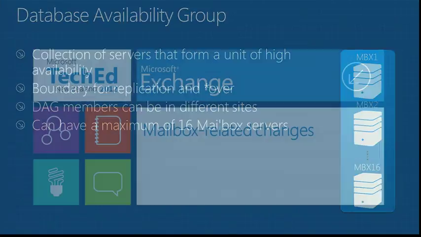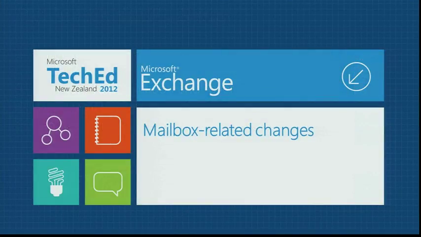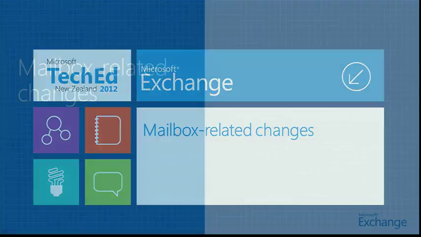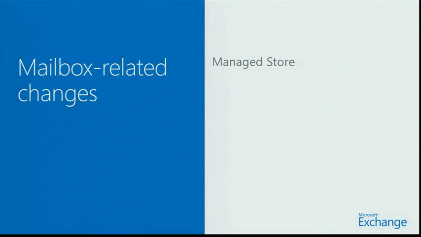So let's talk about mailbox-related changes. And by this, I mean what we used to call the mailbox server role and what we're now calling mailbox services. There's many changes related to mailbox. One is that we have a whole new information store. The database and the database engine is still JET, still the extensible storage engine, but we have a new, completely rewritten, brand new information store that we call the managed store. I'll talk about that in a bit.